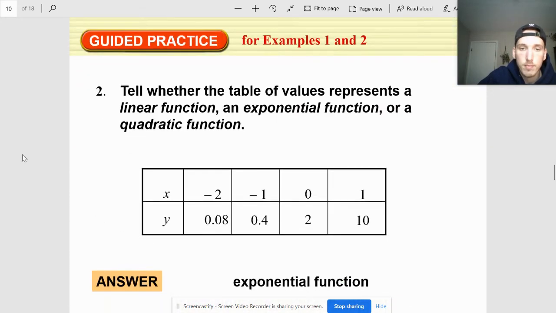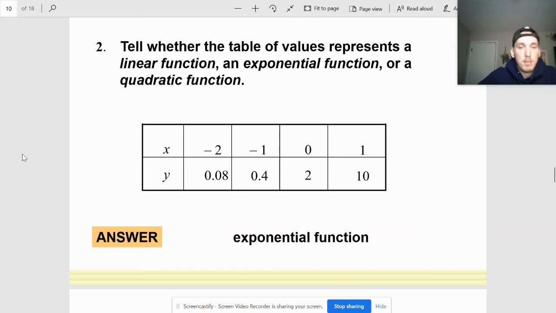Finally, this last example is obviously going to be exponential. But how do we know that? This is exponential. It's similar to linear, but there's a big fundamental difference. Here's what I want you to see. As x is going up by 1, -2, -1, 0, 1, as x is increasing by 1 each time, look at y. Is it being added by the same amount each time? No, it goes from 0.08 to 0.4 to 2 to 10. That could look really random until you think about it for a second.